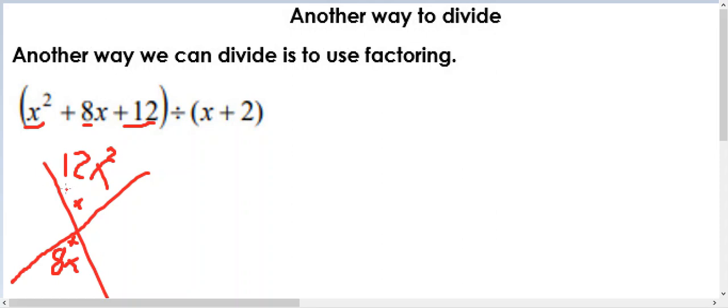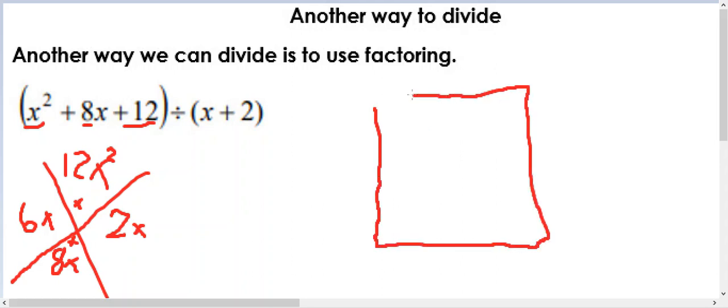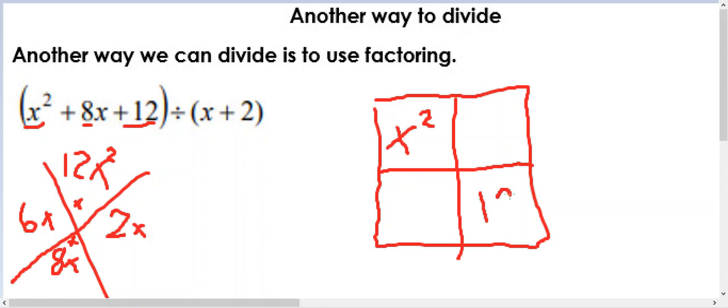Alright, what times what gives me 12, but adds to give me 8. So I know 6 times 2 gives me 12, and 6 plus 2 gives me 8. So that works. So then I can make my box. Remember my box that we did? I put my first term in my first box, x squared. I put my last term in my last box, 12. And then I put these two terms that I figured out, 6x and 2x, in the other boxes.